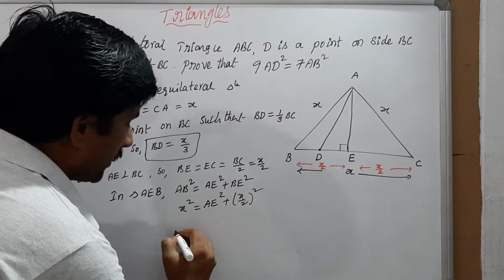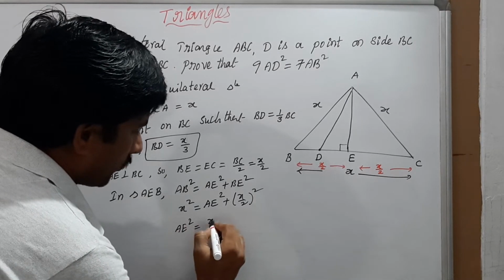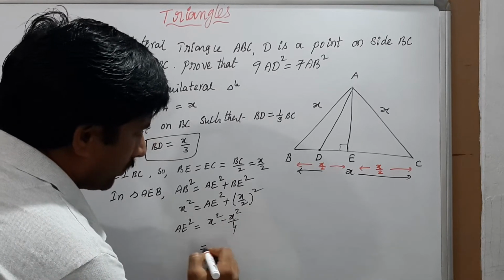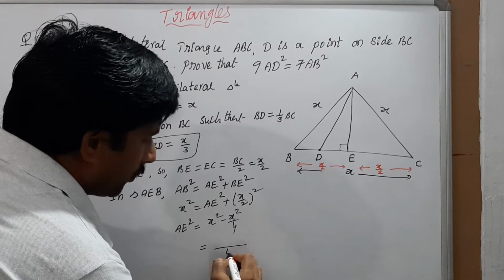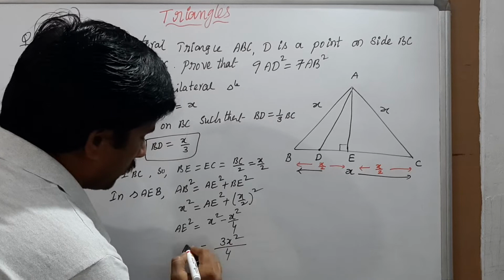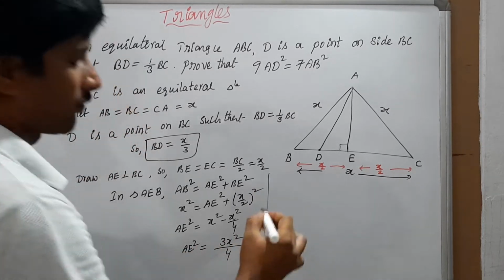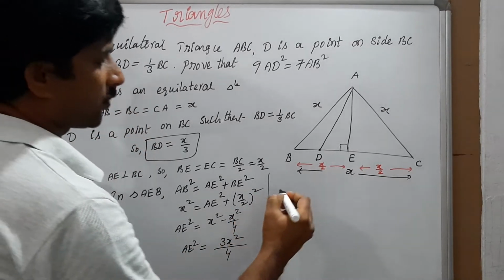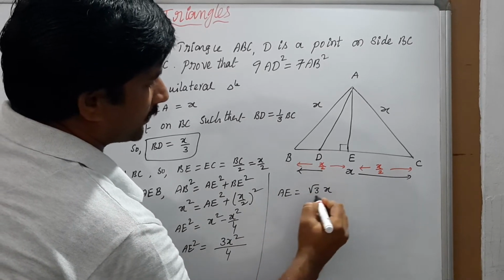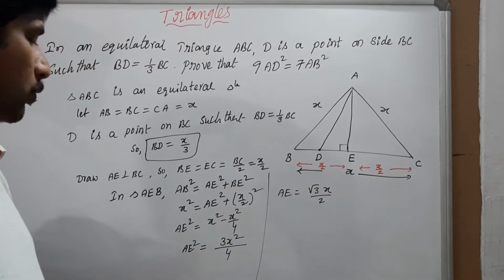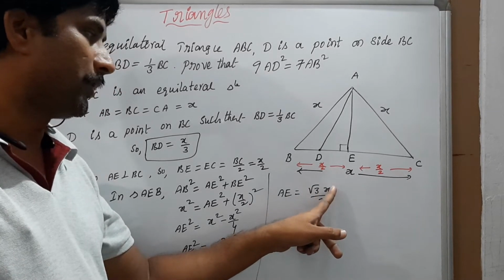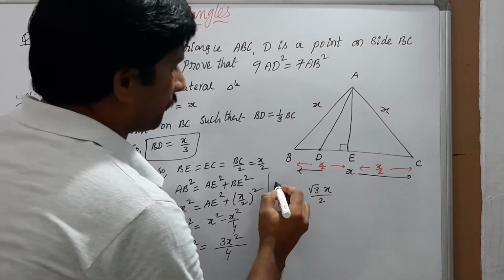So AE square is equal to x square minus x by 2 whole square, nothing but x square by 4. On taking LCM, 4 is the LCM. Then 4x square minus x square, nothing but 3x square. So AE square equal to 3x square by 4. Now from this AE is equal to root 3 into x by 2, because square becomes square root. This is the value of AE.